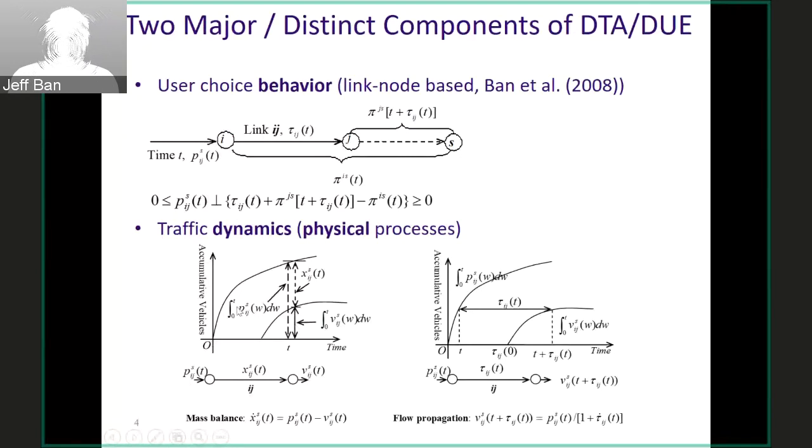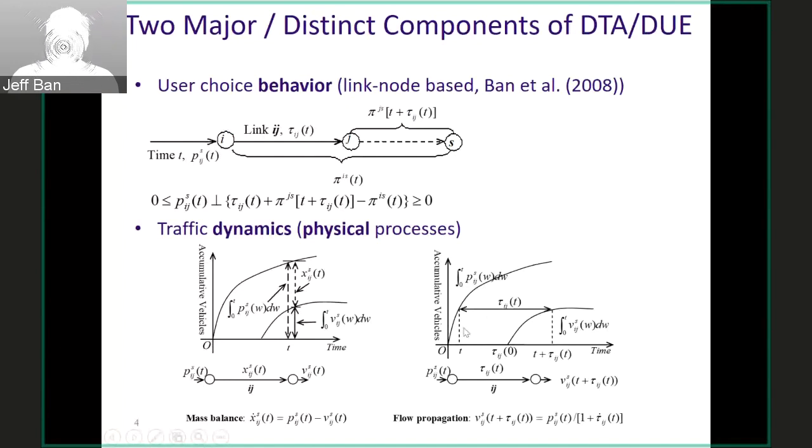And if you look at each node, I or J, you look at the cumulative inflow, right? So the total number of vehicles entered the link or exited from the link, these two curves. If you look at a vertical line, the difference is that vehicles or people have entered the link but have not exited, right? So the difference is the number of vehicles on the link, which is X, okay? Then you can represent that as a differential equation, right? So the changing rate of the number of vehicles on the link equals the inflow minus the exit flow. That's called mass balance, right?